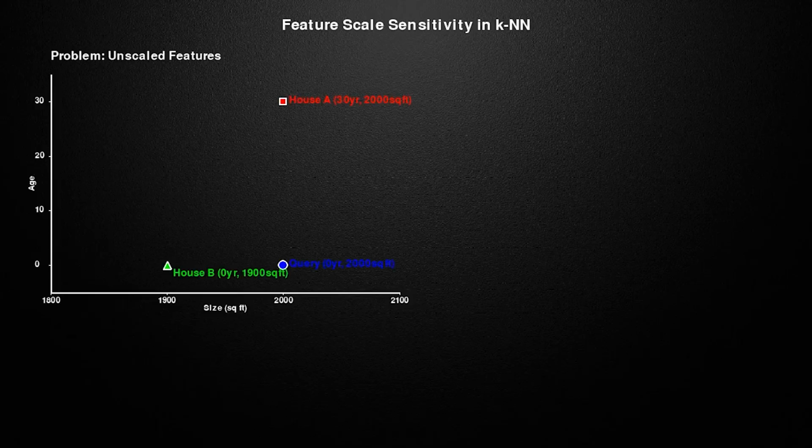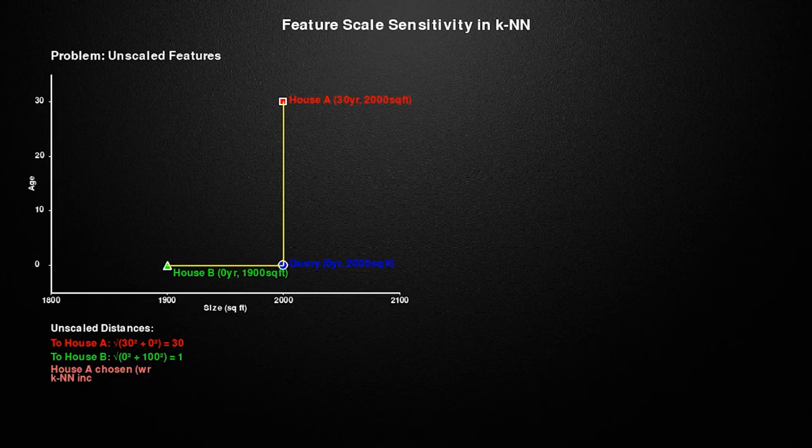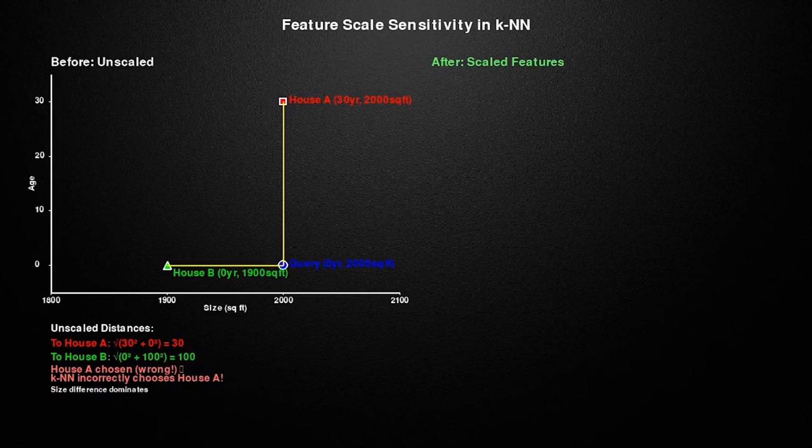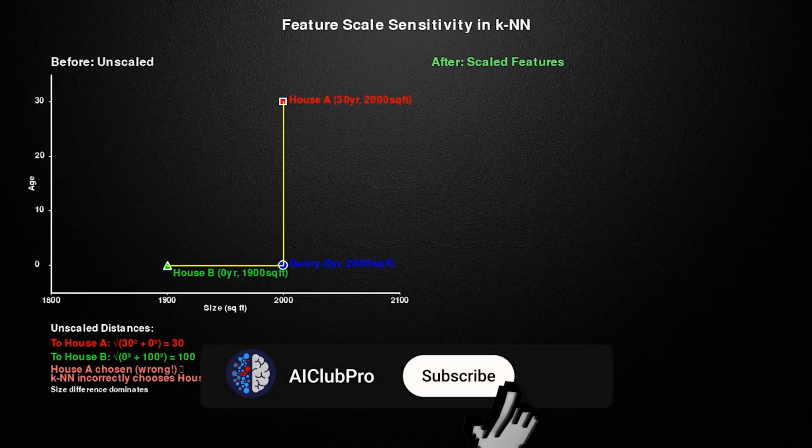Let's revisit our house price prediction example. Imagine we are using two features, age of the house in years and size of the house in square feet. Suppose we want to predict the price of a house that is 0 years old and 2000 square feet. Now look at two possible neighbors in the training set. House A, that is 30 years old and 2000 square feet, and house B, which is 0 years old and 1900 square feet. Intuitively, house B should be closer. Same age, slightly smaller size.